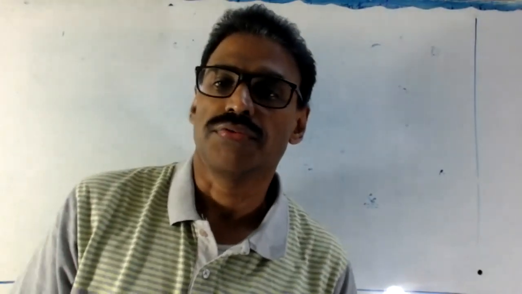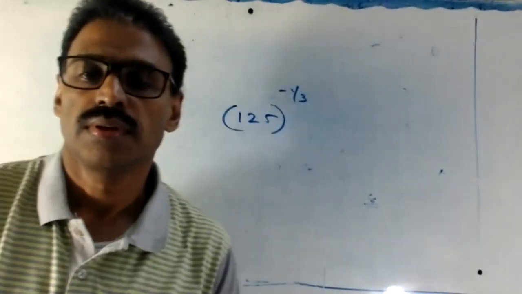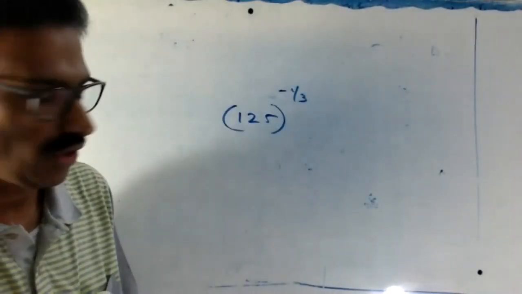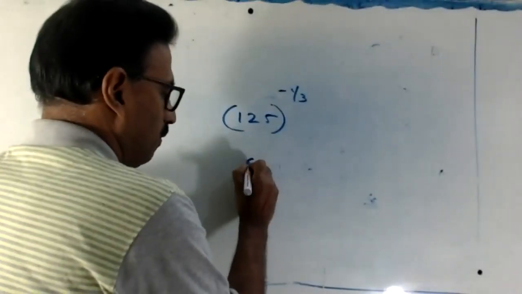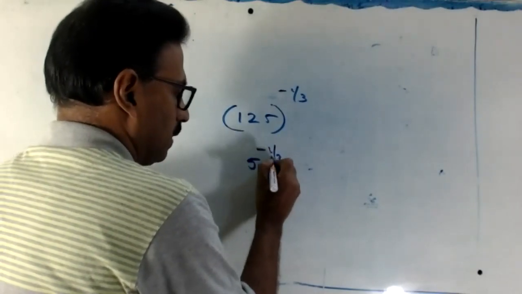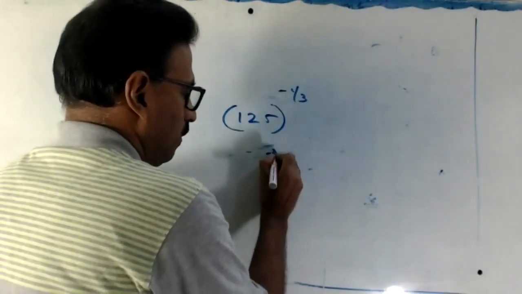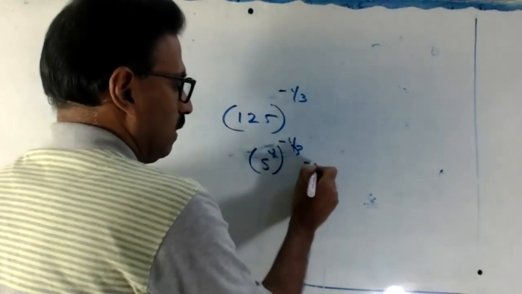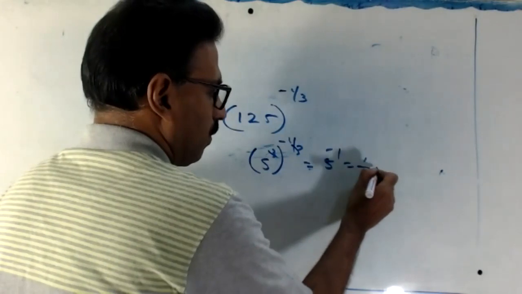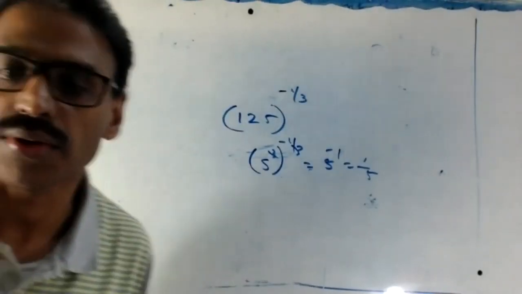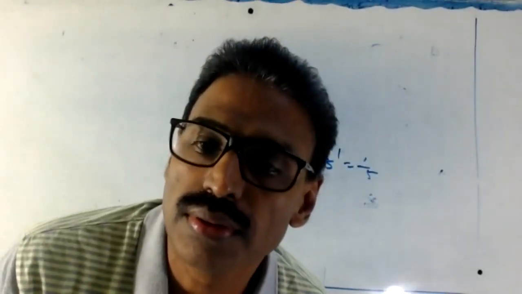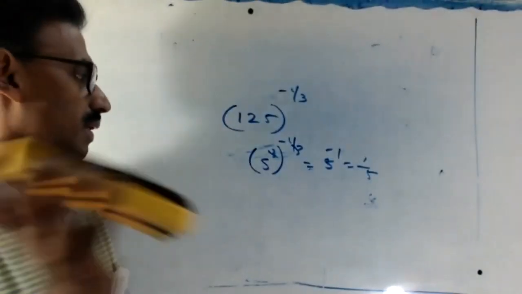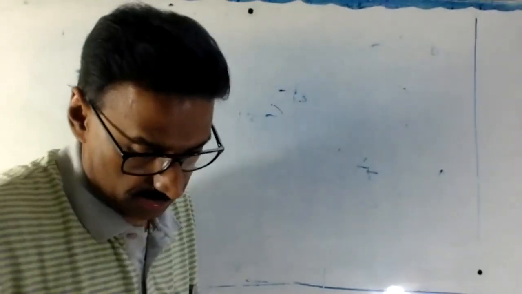Okay, finish now. Okay, look at here, this one. 125 raised to 1, this again 5 raised to minus 1 by 5 cube whole raised to minus 1 by 3. 3 cancel. 5 raised to minus 1 equals 1 by 5. Okay, clear or not, right? It is 1 by 5. Okay, next question.